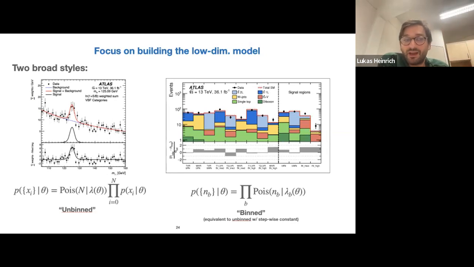Typically when we have limited statistics, so we're trying to discover a rare process, this happens with an unbinned model. Once you accumulate enough statistics and the binning doesn't have a big effect, then we usually go for this binned approach, because that is computationally much easier to handle.